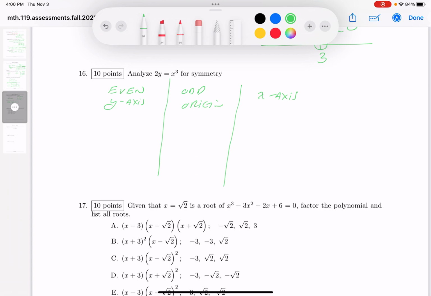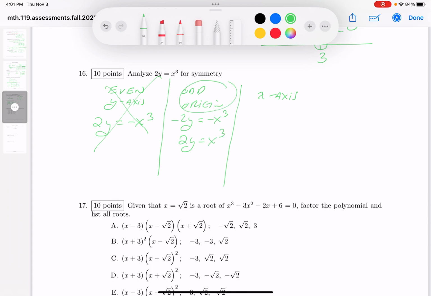How do you do even symmetry? Well, you're going to replace x by minus x, and if you did that, what do you get? 2y equals minus x cubed. It's certainly not the same thing. Cross it off. Let's do odd symmetry. You're going to replace y by minus y and x by minus x. What do you get? Minus 2y equals minus x cubed. And 2y is equal to x cubed by multiplying both sides by minus 1. Clearly, it's the same thing.